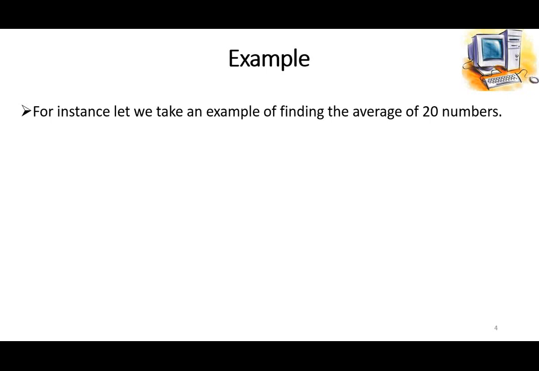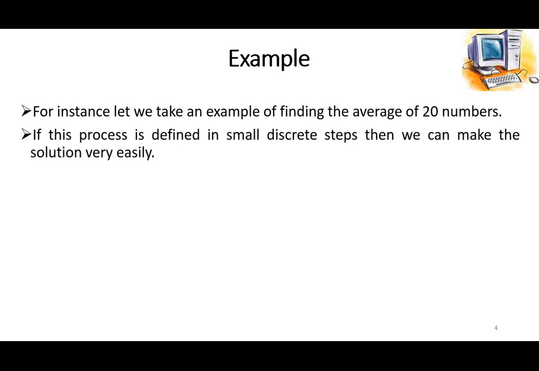So here we can see that 20 numbers will be taken as an input, then we have to write the steps to find the average. So we must know what is meant by average and how we can calculate it, meaning the formula used for finding the average of 20 numbers. We will divide the whole problem into different steps, and we will write those steps in a sequence to write an algorithm for solving this problem. If this process is defined in small discrete steps, then we can make the solution very easily.